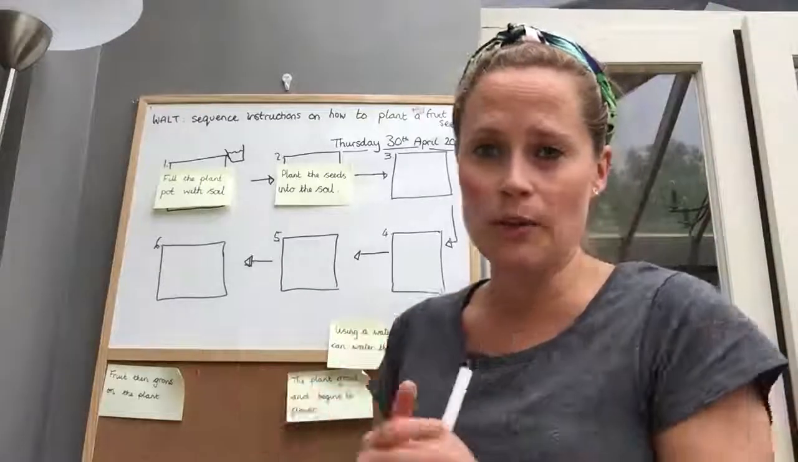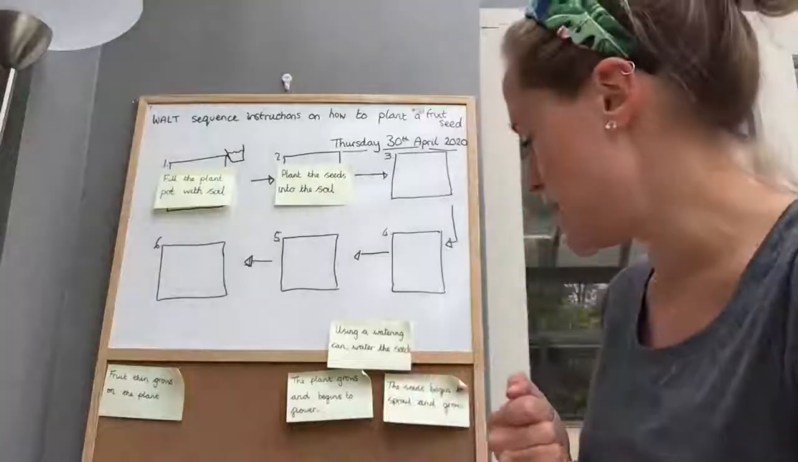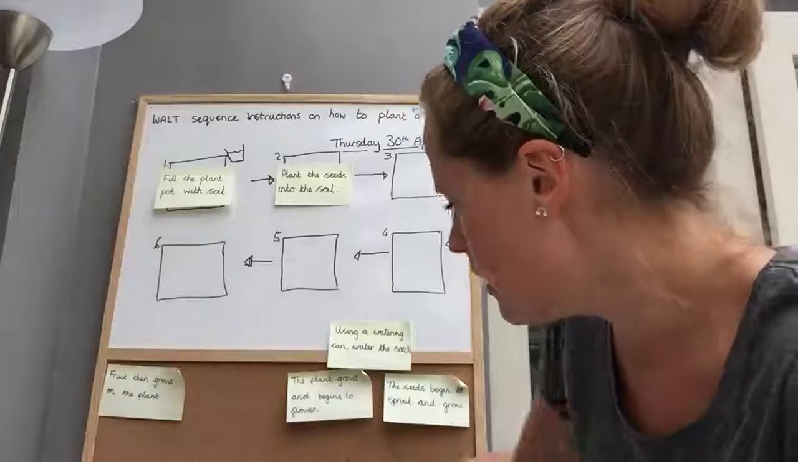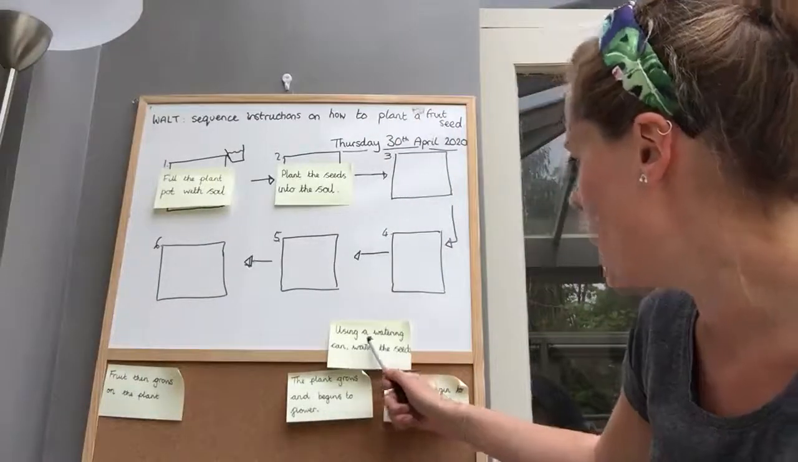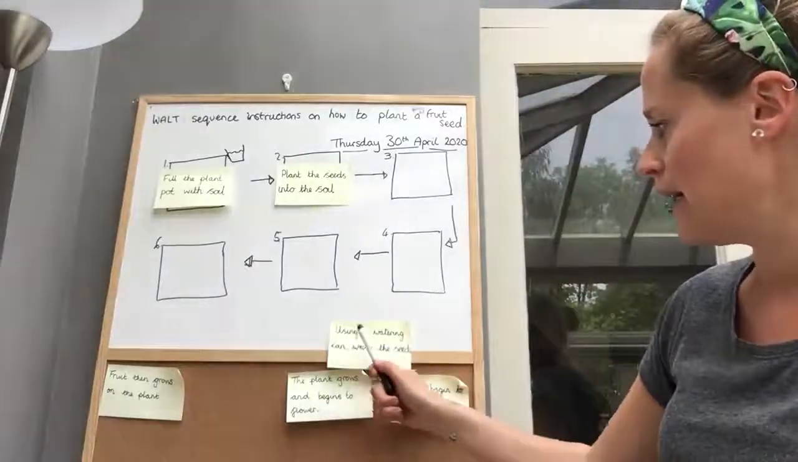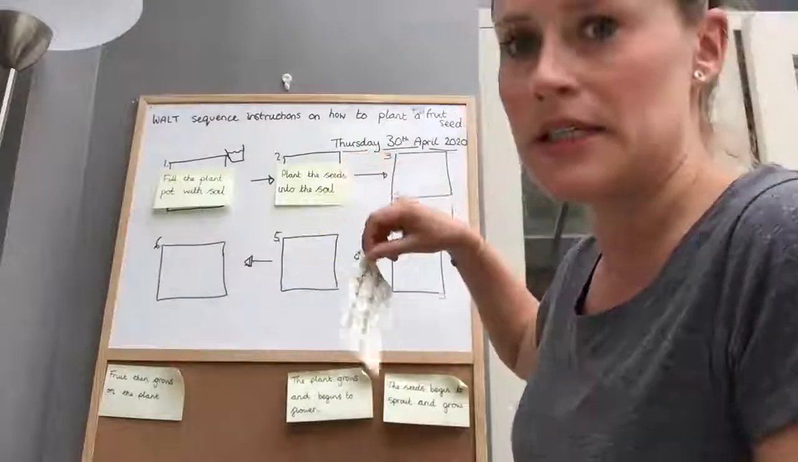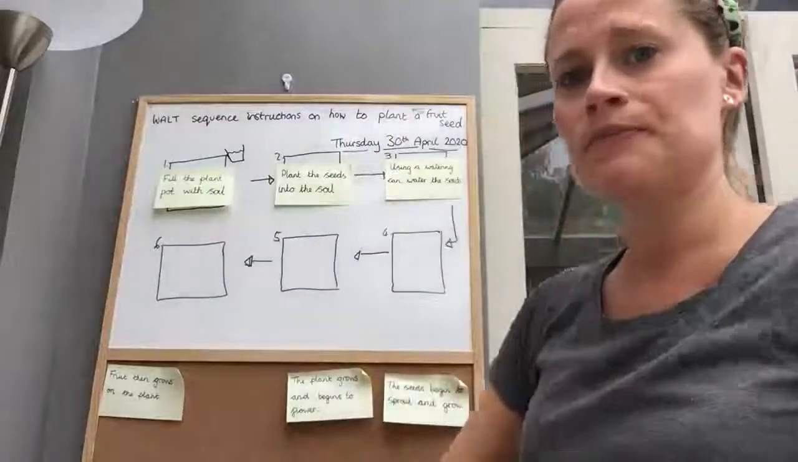Not like breakfast like what we have, but seeds and plants all need water. So is there anything here that says wuh for water? Wuh for water, wuh for water. Oh, here we go. We've got watering can, water the seeds. Using a watering can, water the seeds. So we know that the seeds need water, so we're going to put that there. We're doing well. We've got three now.